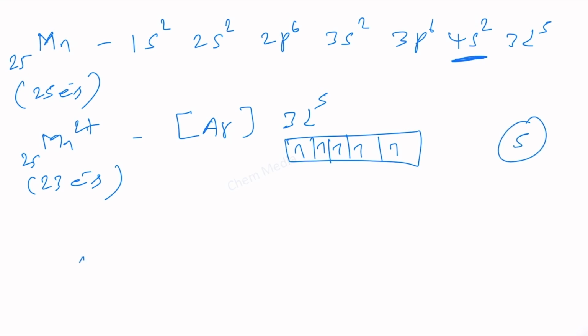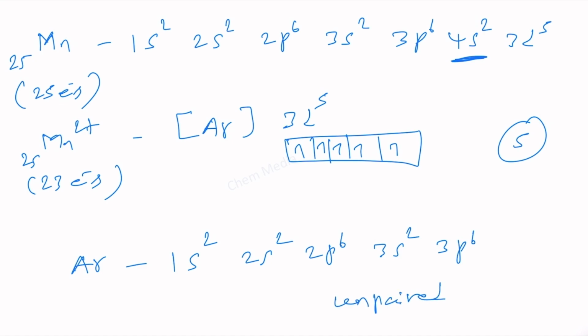Now, the next is argon. For argon, the electronic configuration is simply 1s2, 2s2, 2p6, 3s2, 3p6. All electrons are paired up here, and therefore the number of unpaired electrons in the case of argon will be 0, because everything is paired up. In total it contains 18 electrons. However, when it comes to the number of unpaired electrons, it is 0.